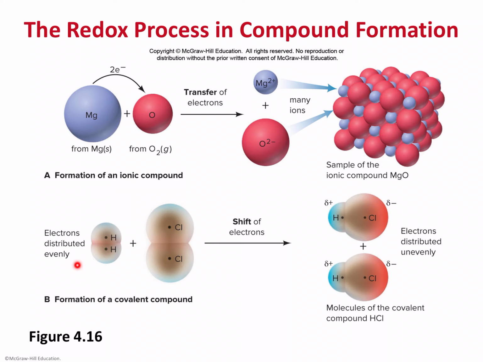And then if you have two covalent molecules, hydrogen sharing 2 electrons and chlorine sharing 2 electrons, they shift electrons to form hydrogen chloride, 2 molecules of hydrogen chloride, with electrons distributed unevenly. So these are the molecules of the covalent compound hydrochloric acid.